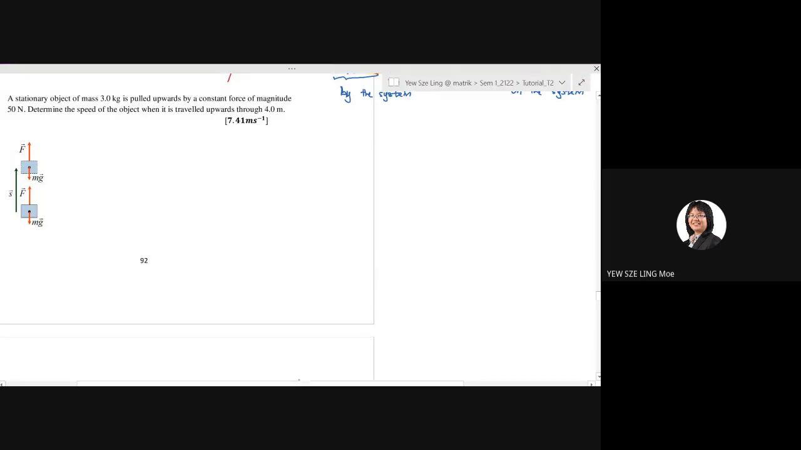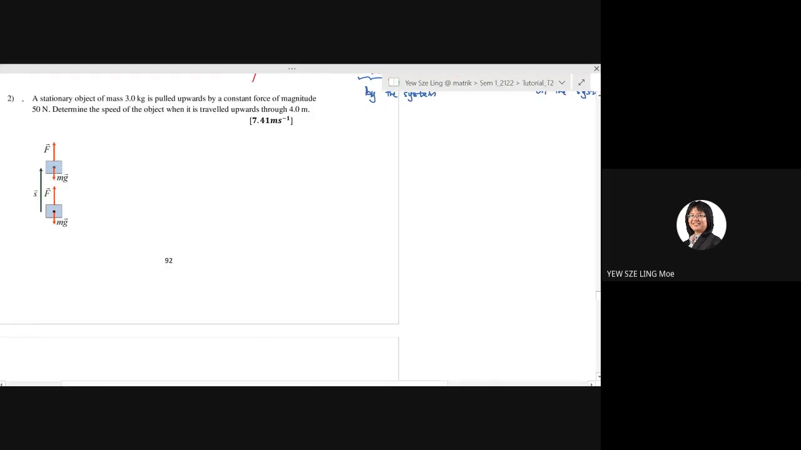All right, now let's look at question 2. A stationary object of mass 3 kg is pulled upwards by a constant force of magnitude 50 Newton. So it has an external force of 50 Newton. Determine the speed of the object when it travels upwards through 4 meter. So your object is moving up by 4 meter. What you have is the force F equals 50 Newton, S equals 4 meter, and mass equals 3 kg.